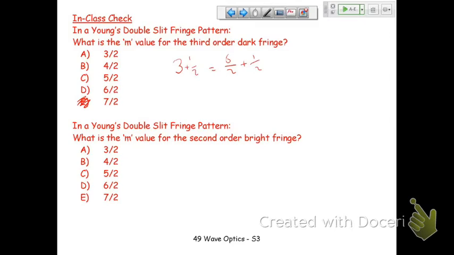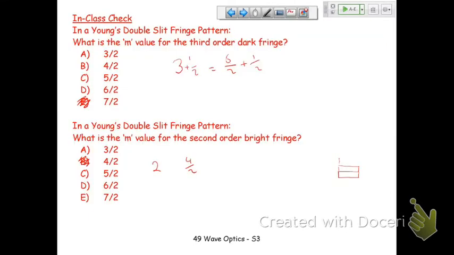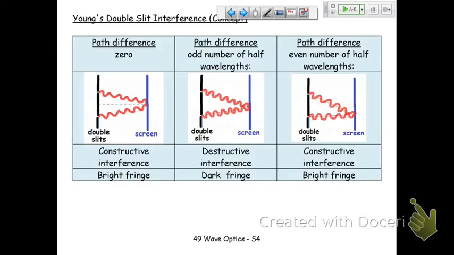It's not obvious. And then in Young's double slit fringe pattern, what is the m value for the second order bright fringe? Can you do that? Second order bright fringe. What do you think it's going to be? Bright. So it's going to be a whole number. It's going to be 2, isn't it? Which is 4 over 2. Yeah? Cool. So get familiar with that, because I'm going to ask you a question. I'm going to use that language.